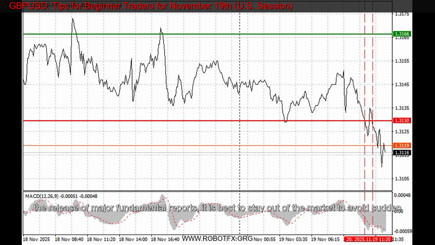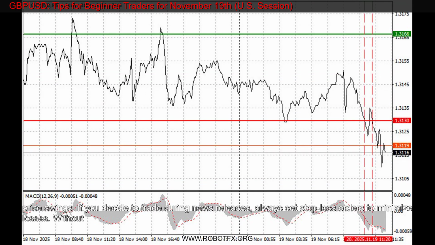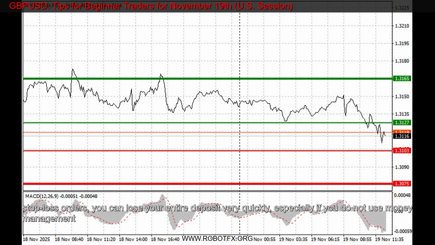Without stop-loss orders, you can lose your entire deposit very quickly, especially if you do not use money management and trade large volumes. And remember, successful trading requires having a clear trading plan, like the one presented above. Spontaneous trading decisions based solely on the current market situation are by definition a losing strategy for any intraday trader.